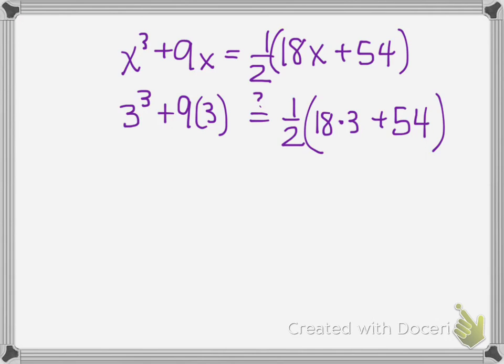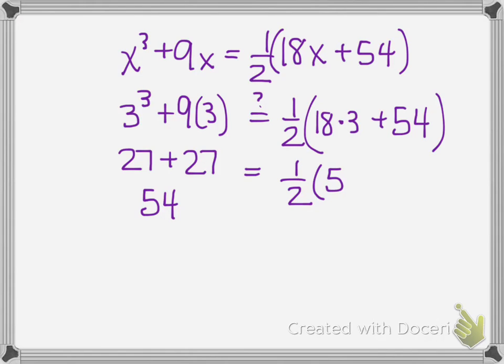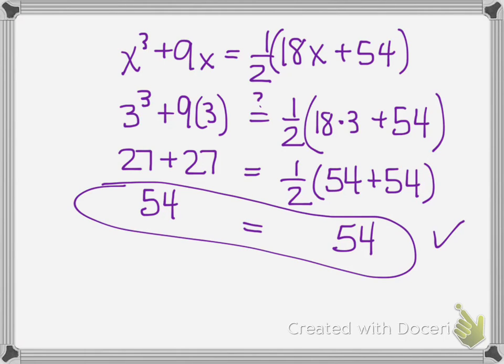Okay, so 3 cubed is 27. 9 times 3 is also 27. So it looks like on this side we have 54. And I'm saying, is that equal to 1/2 of, now 3 times 18 is 54, plus 54? Okay, well 1/2 of 54 plus 54 is also 54. So they're equal, and our equation checks out.